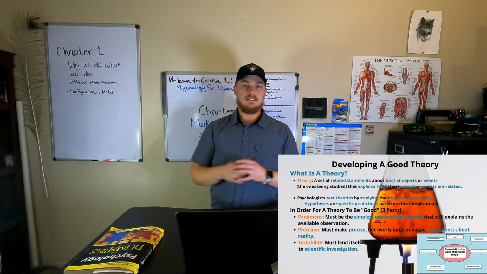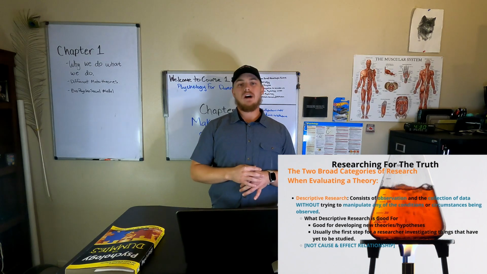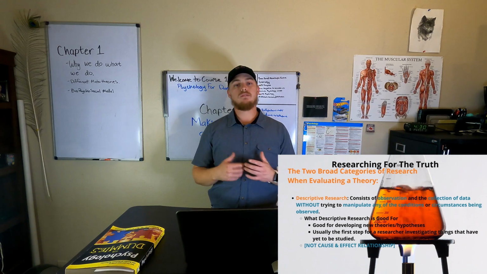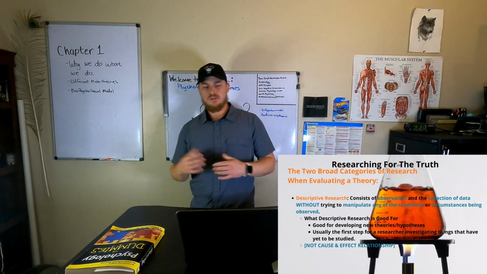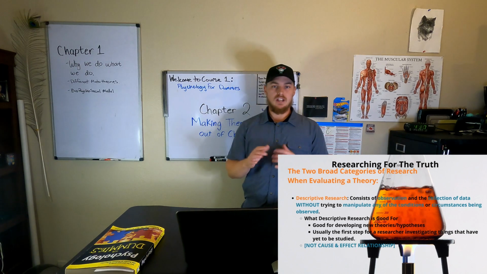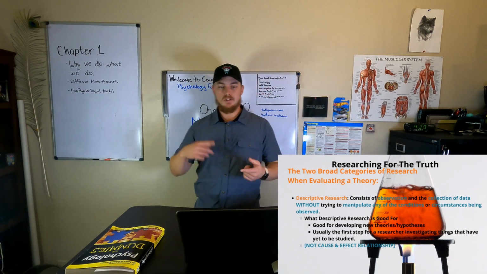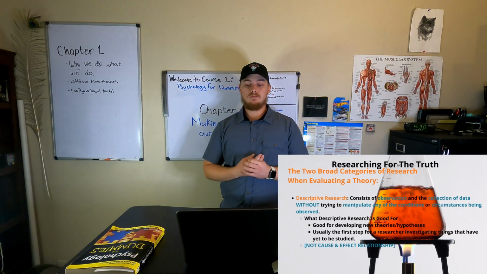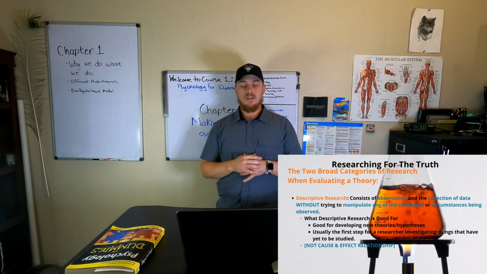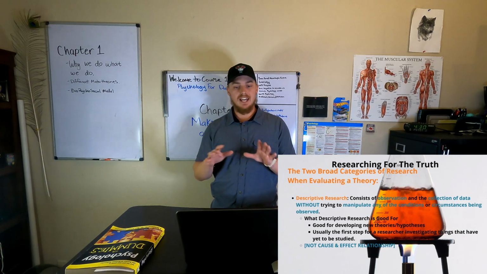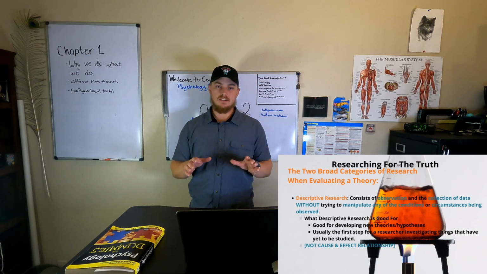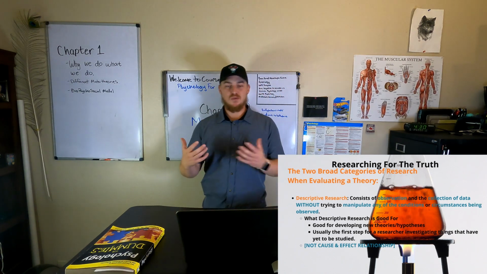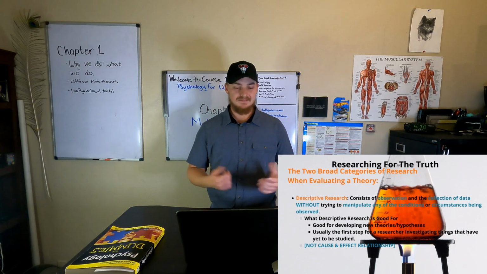So now knowing about good theories, we are looking at a section called Researching for the Truth. There are 2 broad categories of research when evaluating a theory. Descriptive research is number 1. It consists of observation and collection of data without trying to manipulate any of the conditions or circumstances being observed.